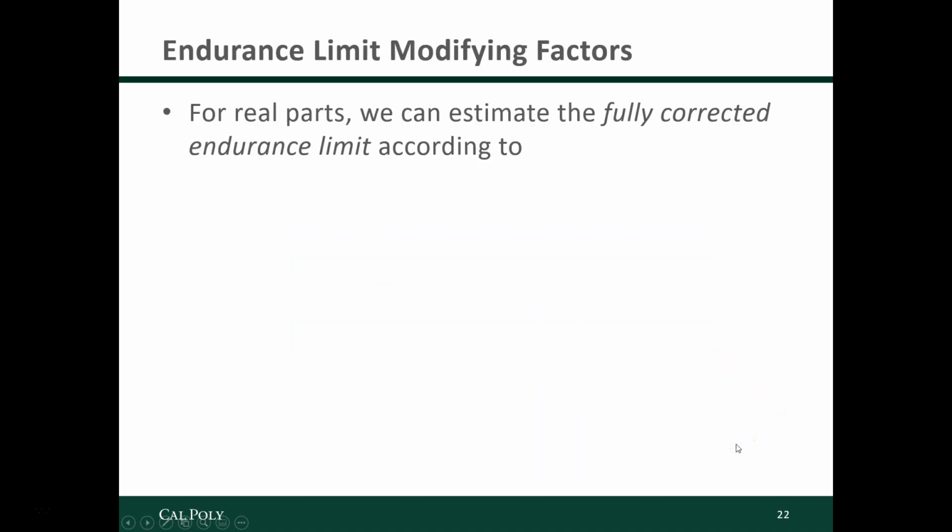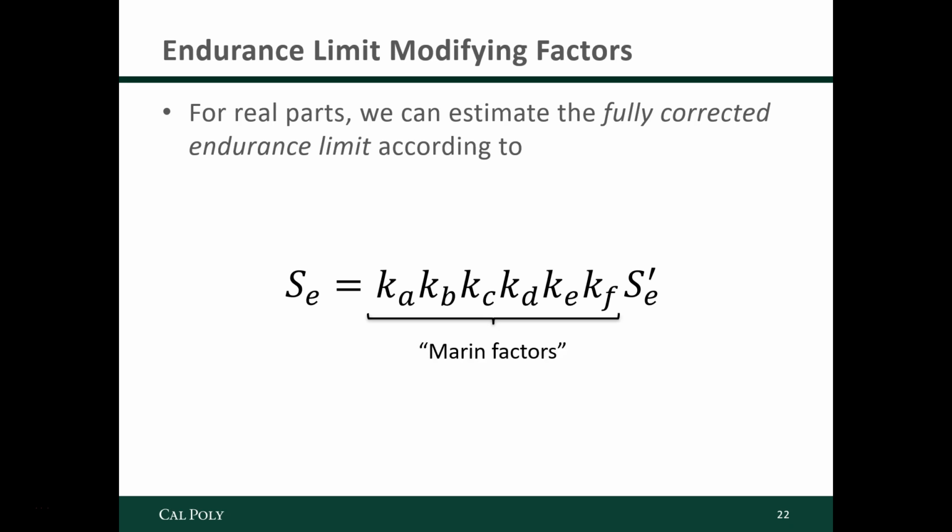So it turns out that the formula that you can use to estimate what we call the fully corrected endurance limit, S_E, where we've dropped that prime symbol because we're no longer talking about the ideal test specimen, we're talking about our real part, is equal to S_E prime, the endurance limit for a specimen made out of the same material as our part, but we have to account for all these different factors. We're going to multiply it by a bunch of different factors, most of which are less than 1, accounting for different conditions. And these are called Marin factors, based on the name of the engineer who first studied them.